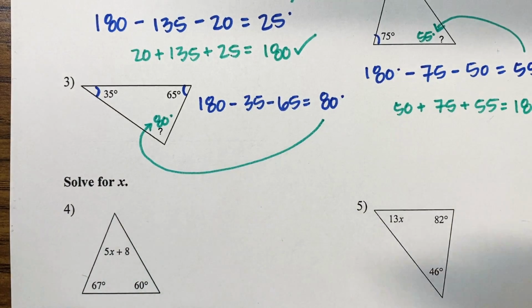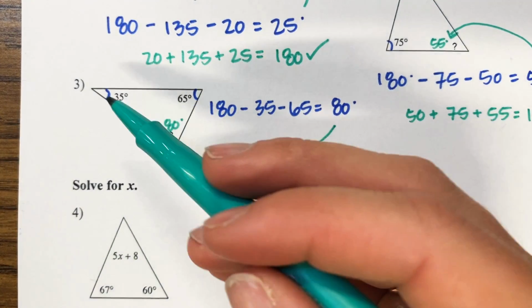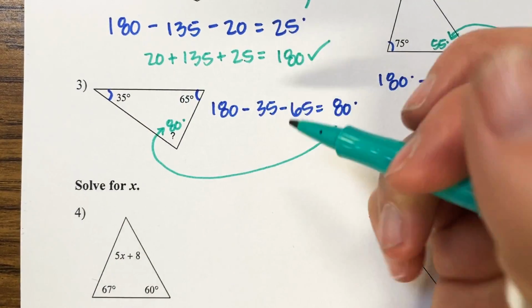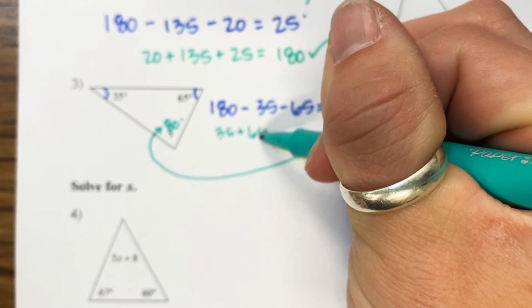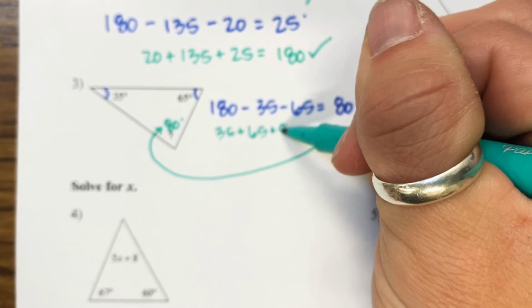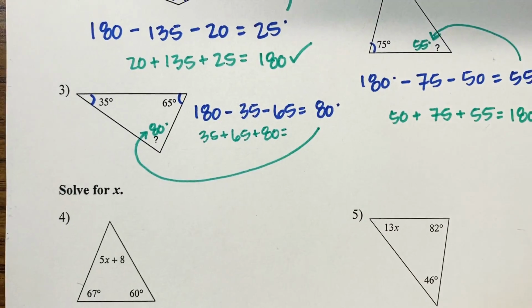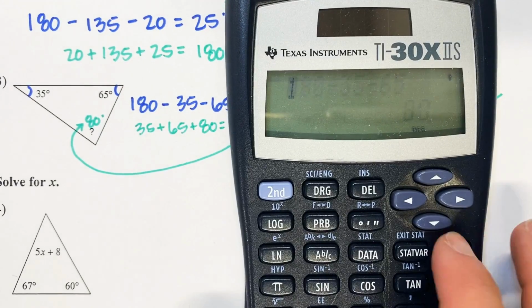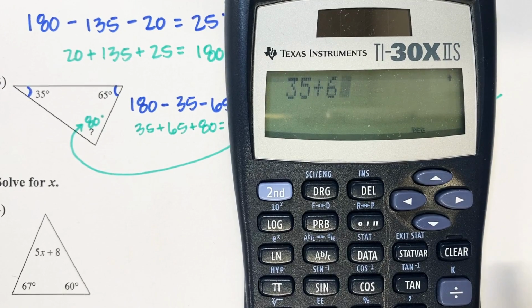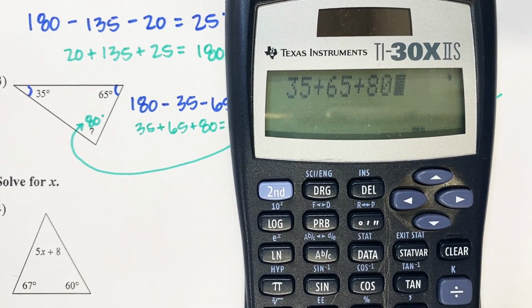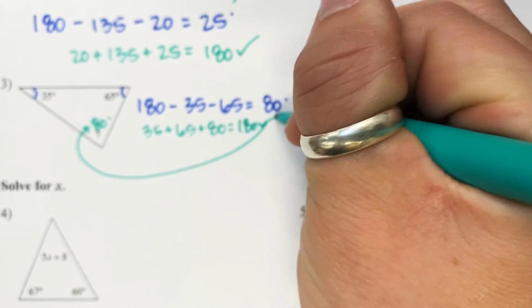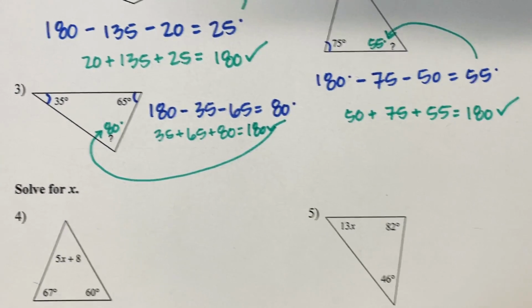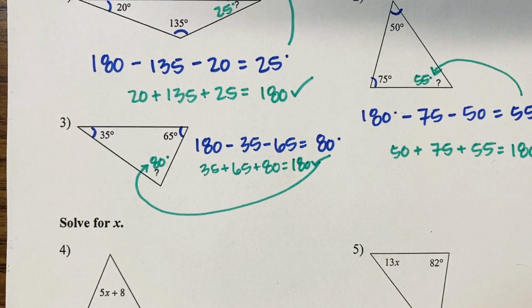So now let's just double check our work really quick. All three of these should equal 180, so let's check. 35 plus 65 plus 80. Let's check in our calculator. 35 plus 65 plus 80. And that does equal 180. Check. Beautiful.